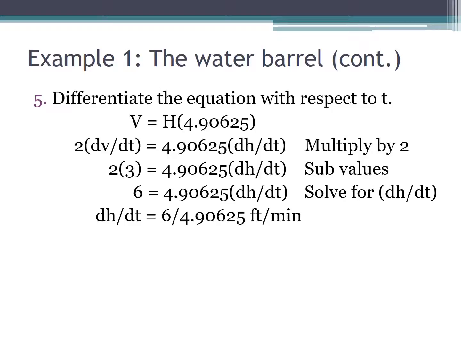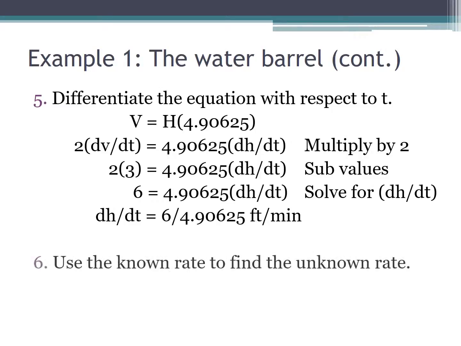So we find that our change in height over time is 6 divided by 4.9 feet a minute. Now we use the known rate to find the unknown rate. Or 6 divided by our approximation gives us approximately 1.22 feet per minute.